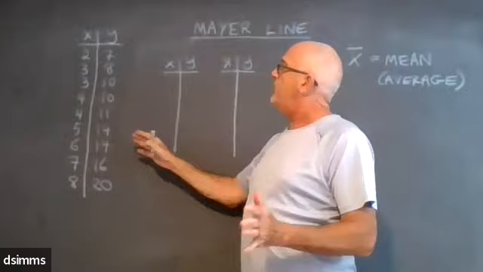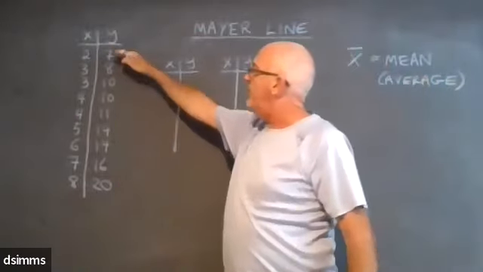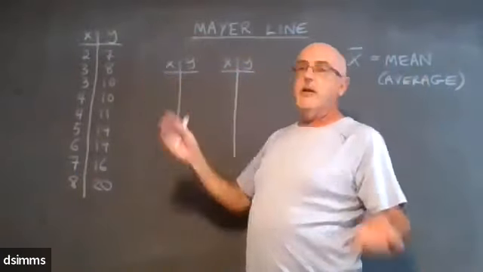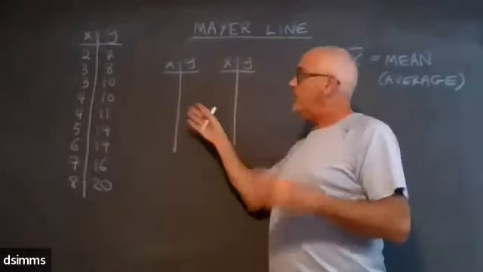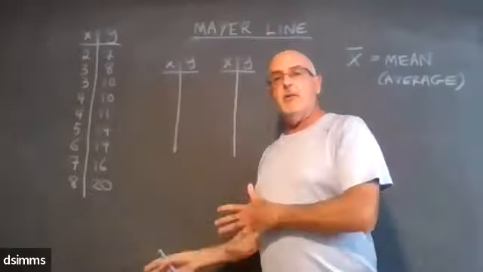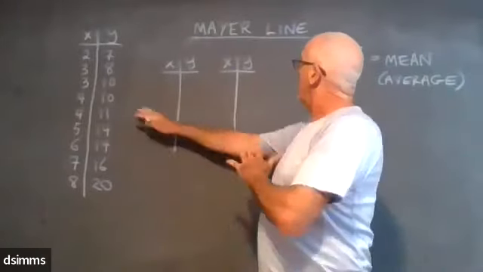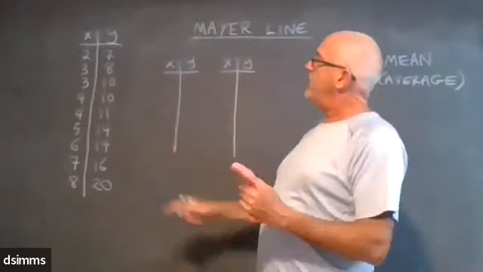The first thing that you would do if this was a big question, given a table of values, is you would graph it. But if you're doing one of the small questions where they're asking you to use Meyer line, you just need to be able to find the equation. So we're not going to bother graphing this. How do we do Meyer line?